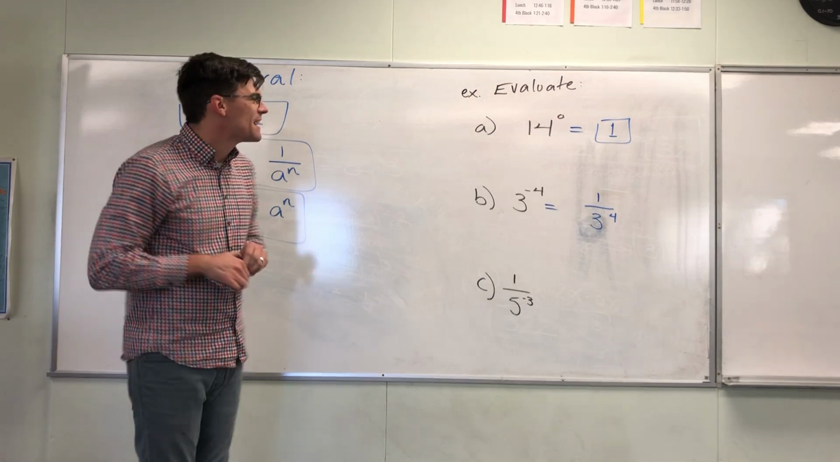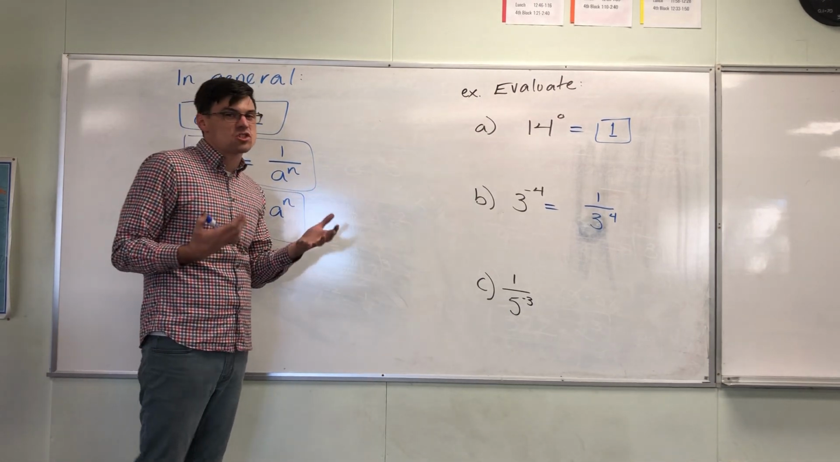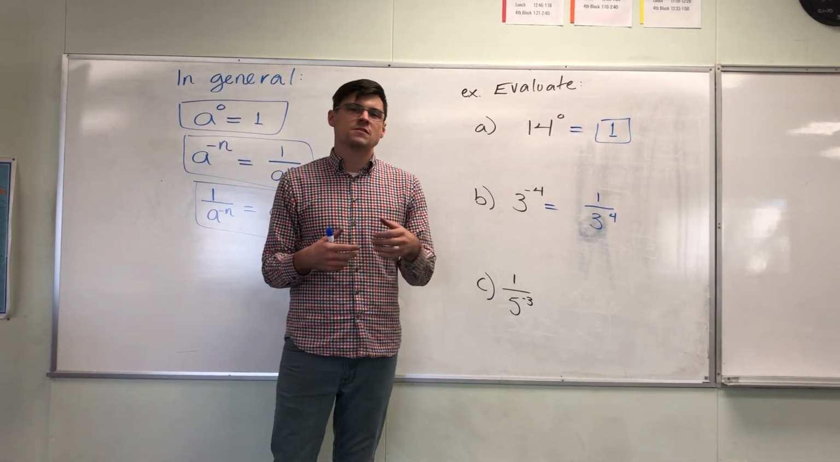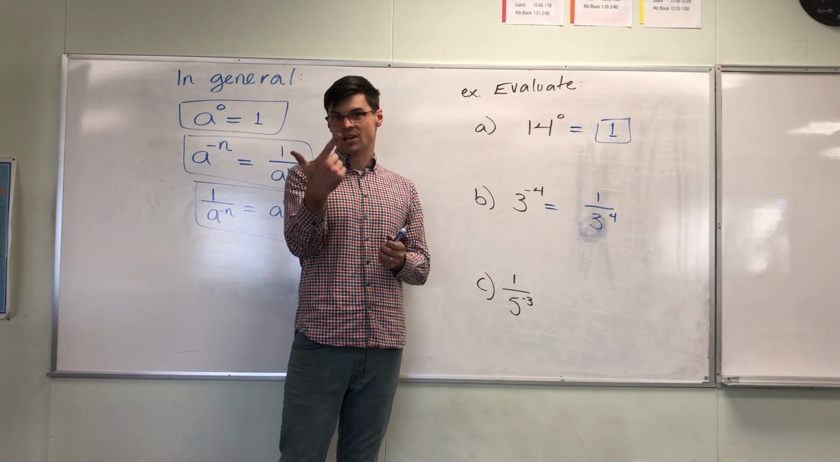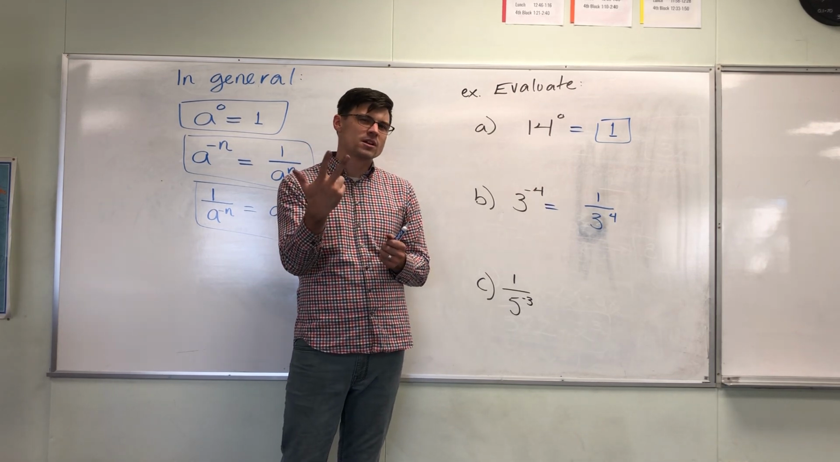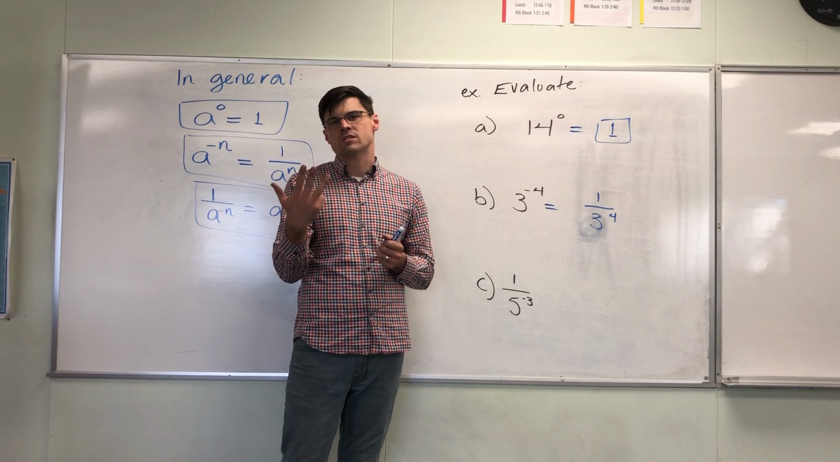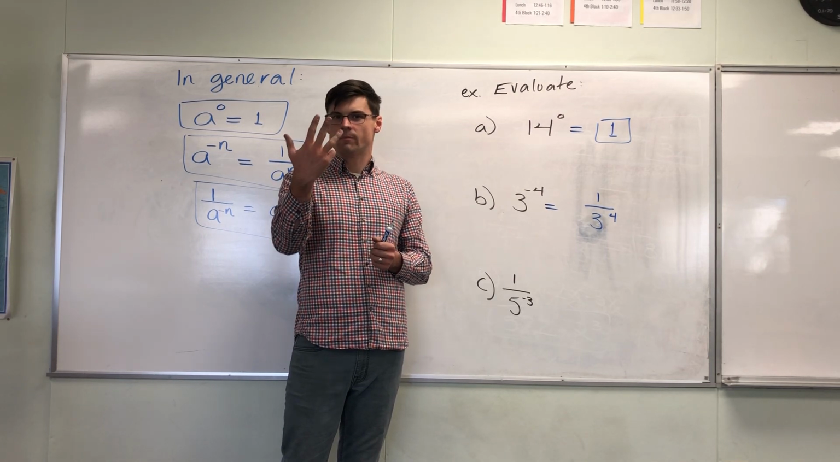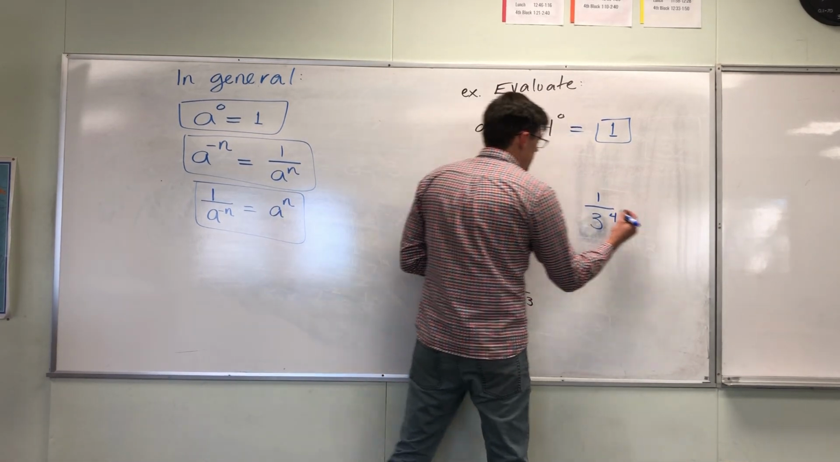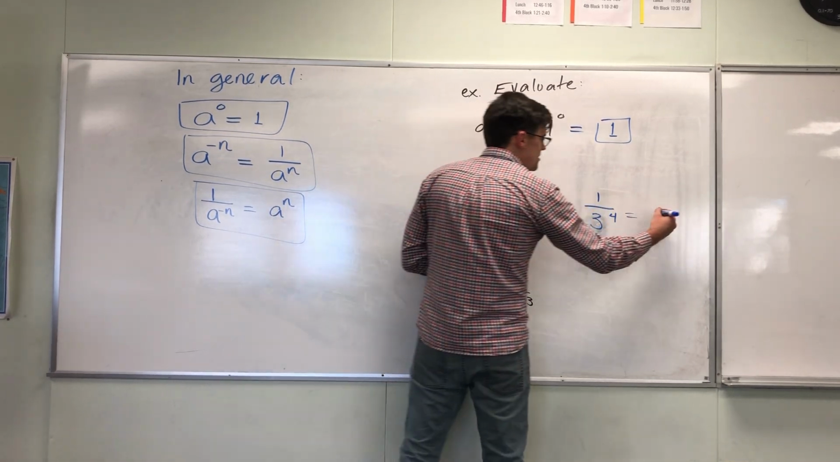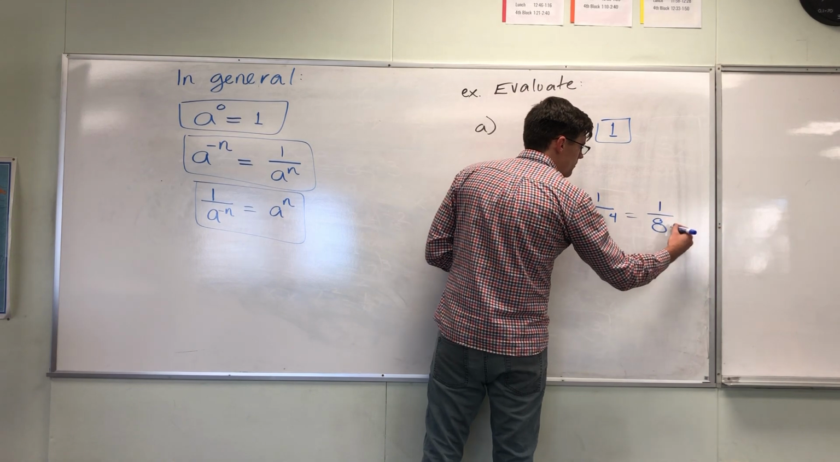So if I want to write this as just one number, all I need to do now is figure out what 3 to the power of 4 is. Okay, that's 3 times 3, which is 9. 9 times 3 is 27. 27 times 3 is 81. So 3 to the power of 4 is 81. So 3 to the power of negative 4 is 1 over 81.